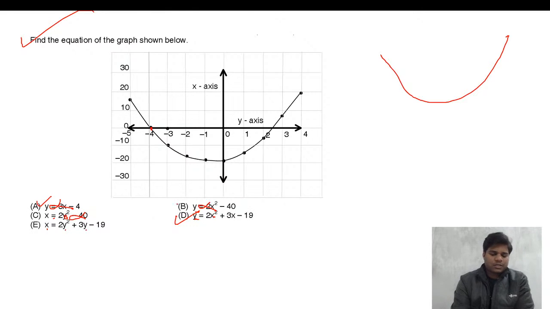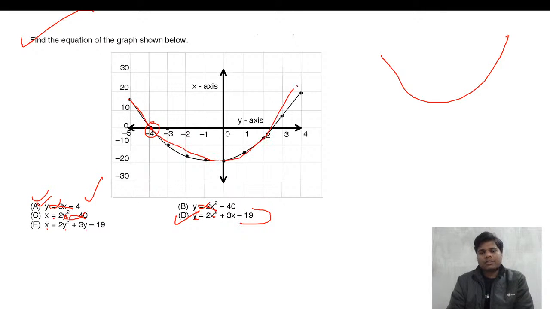Guys, does anyone have a doubt in this? I think this was simple. First thing, only two equations are satisfying. This is the integer point that we can check for. If we check for this, this equation and this equation are satisfying. These two equations are satisfying, but this equation is a linear equation, and you know this is a parabola, so definitely this is a quadratic curve. So this is the answer there. Any doubt?